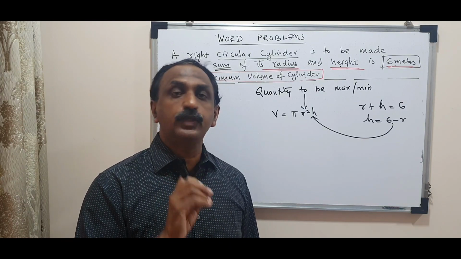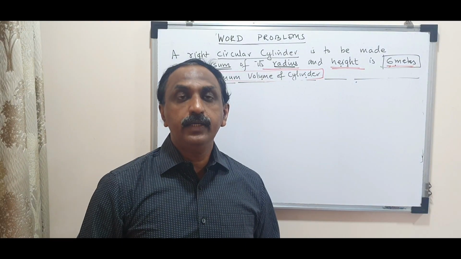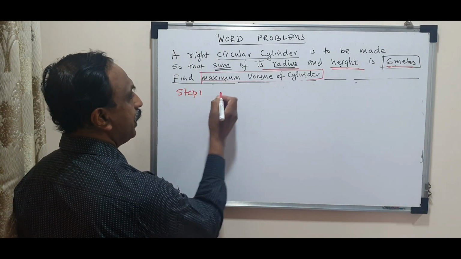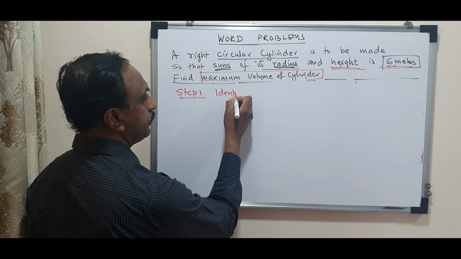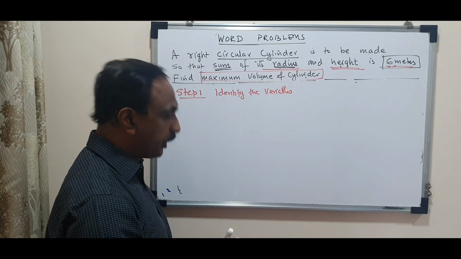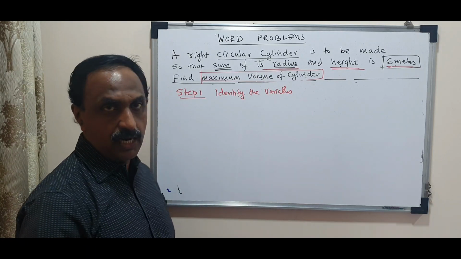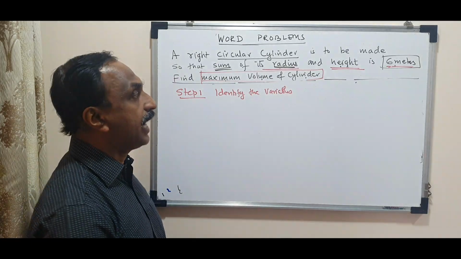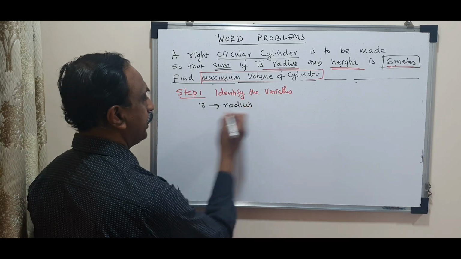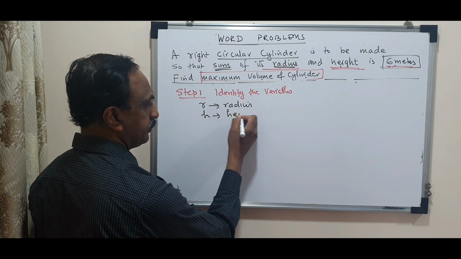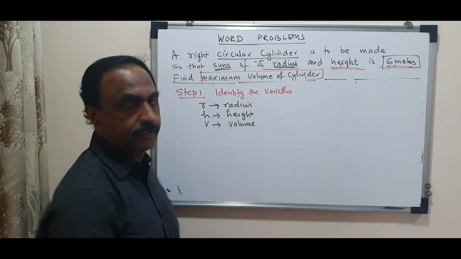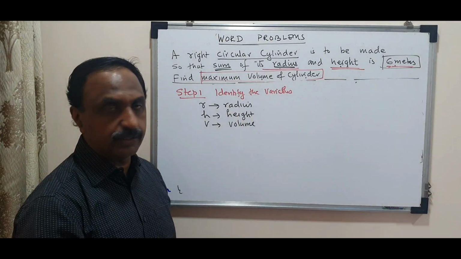Now we'll start how to write the solution of this problem. Step 1 is to define the variables. Step 1, identify the variables. So what are the variables involved? One is the volume, the other is the radius and the height. So let r be the radius, h be the height and v be the volume of the cylinder. So the first step is to define the variables.